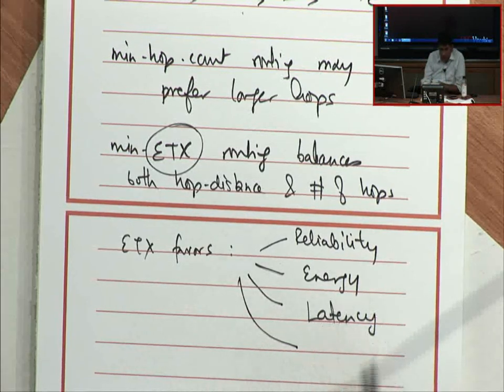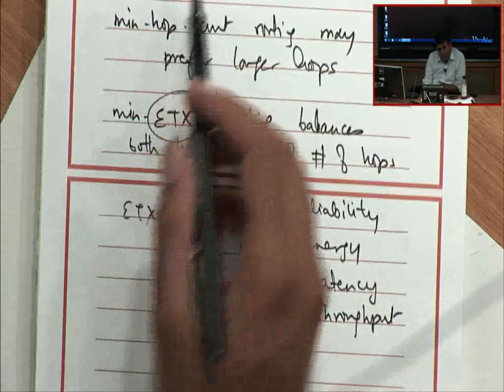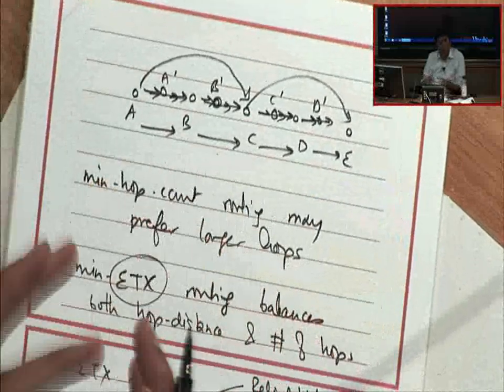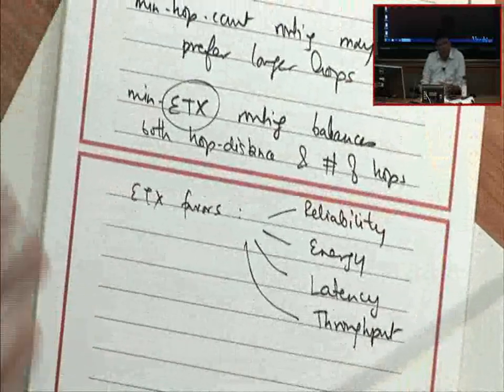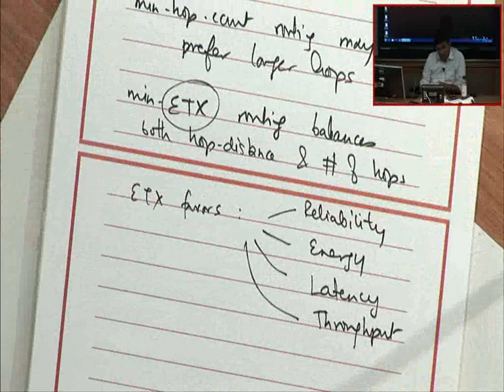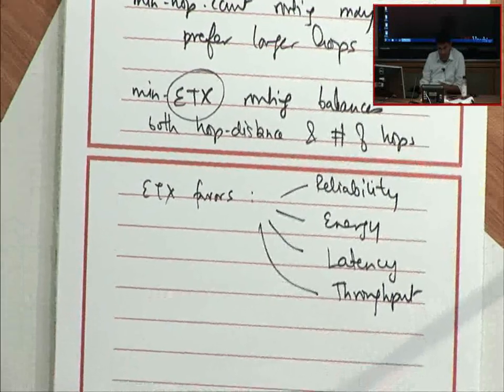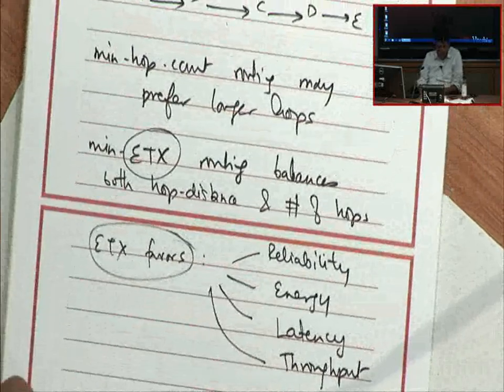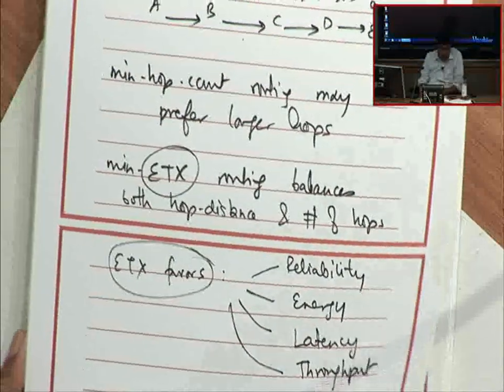It also simultaneously will improve throughput, because it reduces the total number of transmissions at each node, which means it reduces the total interference within the network. And the less interference there is within the network, the higher the overall bandwidth or capacity of the network will be. So it's sort of a nice metric that simultaneously addresses multiple objectives. So that's one reason why in practice it's become very popular.